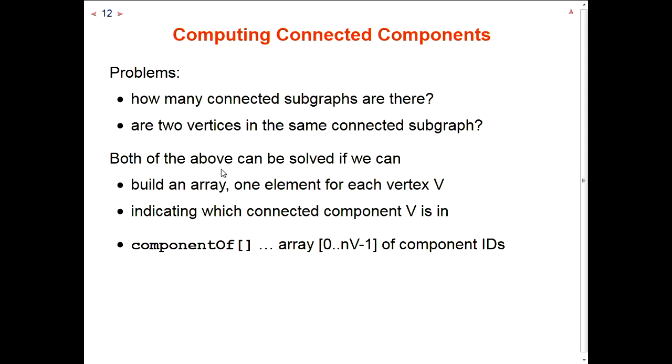Both can be solved if we can build an array which contains one element for each vertex, indicating which component the vertex belongs to. And for this purpose, I'm going to use an array called component of, which for every vertex gives us an ID that just numbers the individual components.